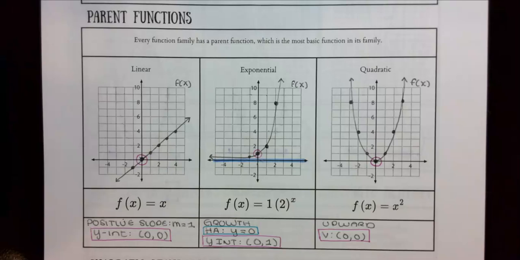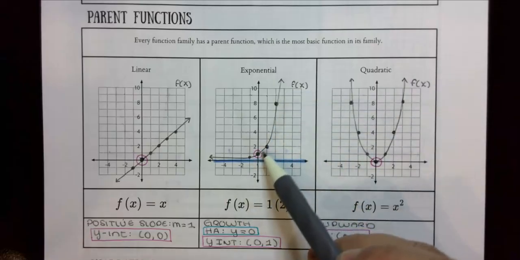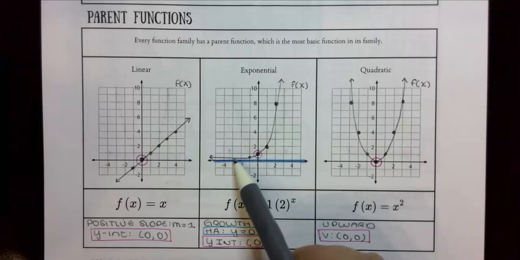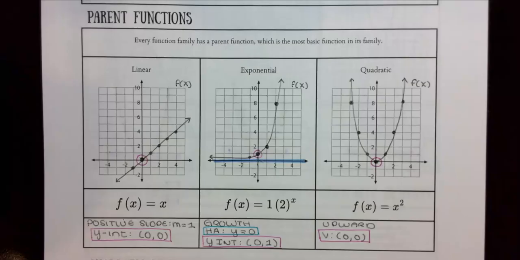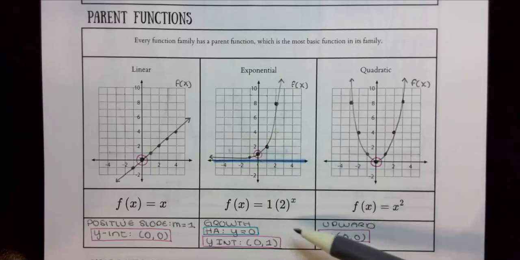We also use it as a guide. So notice that when I create my points, I'm also using this horizontal asymptote to kind of glide the rest of my graph because it's going to get closer and closer to that line, but it will never cross or touch it. And as you can tell, we do have a y-intercept, and the y-intercept for this exponential function is going to be at 0, 1. Okay, so this is the exponential function.